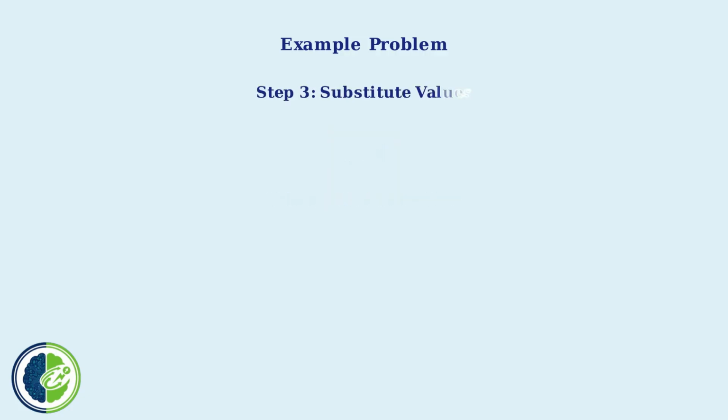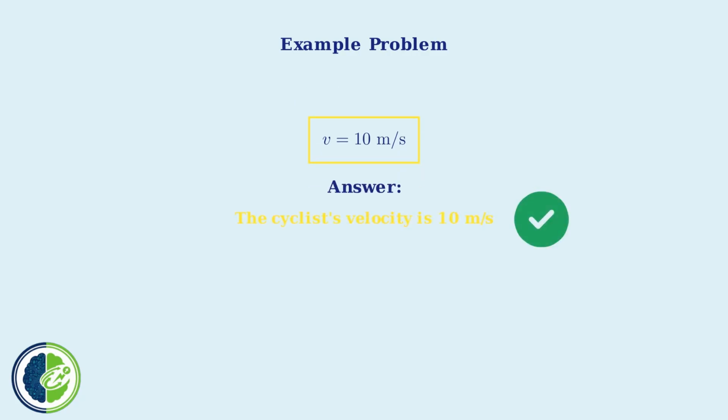Step 3. Now we substitute our known values into the formula. We replace d with 100 meters and t with 10 seconds. Step 4. We perform the division. 100 divided by 10 equals 10. So the velocity is 10 meters per second. Therefore, the cyclist's velocity is 10 meters per second. This means the cyclist travels 10 meters every second.